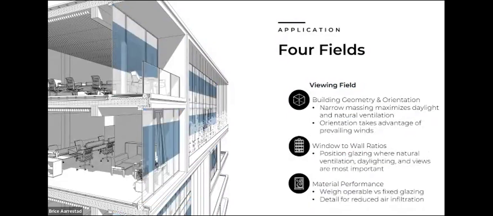Some similar concepts on the viewing field, positioning glazing where natural ventilation, daylight and views are most important. One other tidbit is understanding that an operable window is going to have lower thermal performance than a fixed window or a direct set window. So if you don't need that many operable windows, reduce them, because your envelope performance overall will increase. But balance that with your natural ventilation aspects.